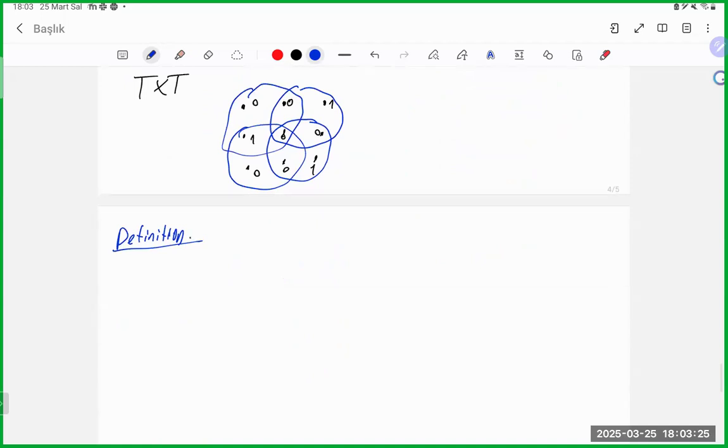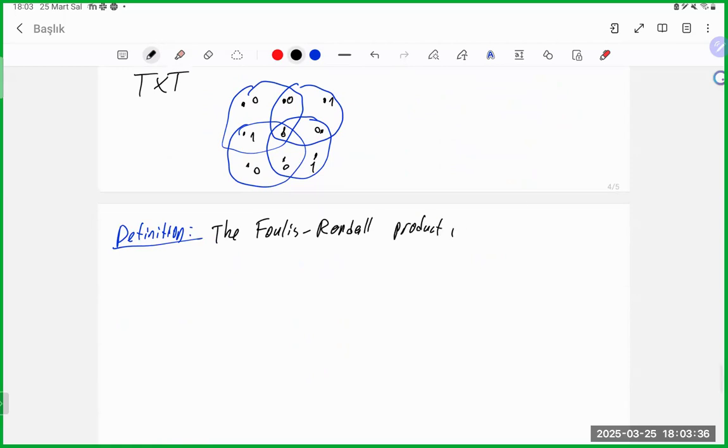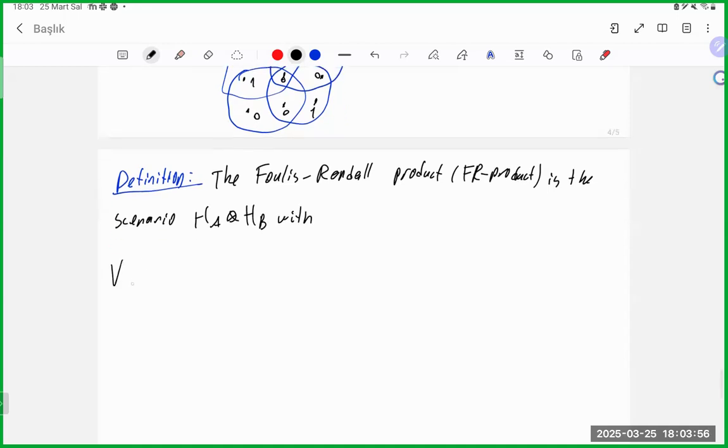So we have the Foulis-Randall product, shortly FR product. It is the scenario H_A cross tensor H_B, where the vertices are still the Cartesian product of the two scenarios.